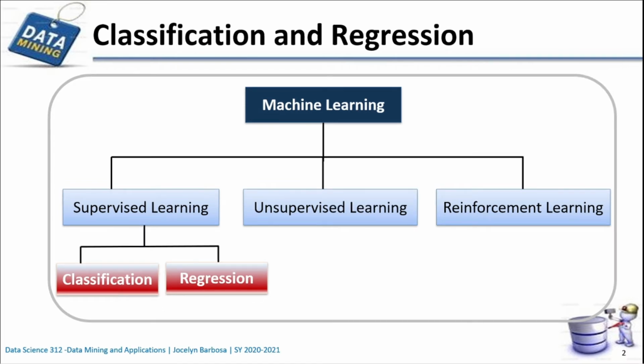If we can recall our previous video, we defined machine learning as the science of making computers learn or think and even act like human beings by feeding data and information without being explicitly programmed. It has actually three categories: supervised learning, unsupervised learning, and reinforcement learning.